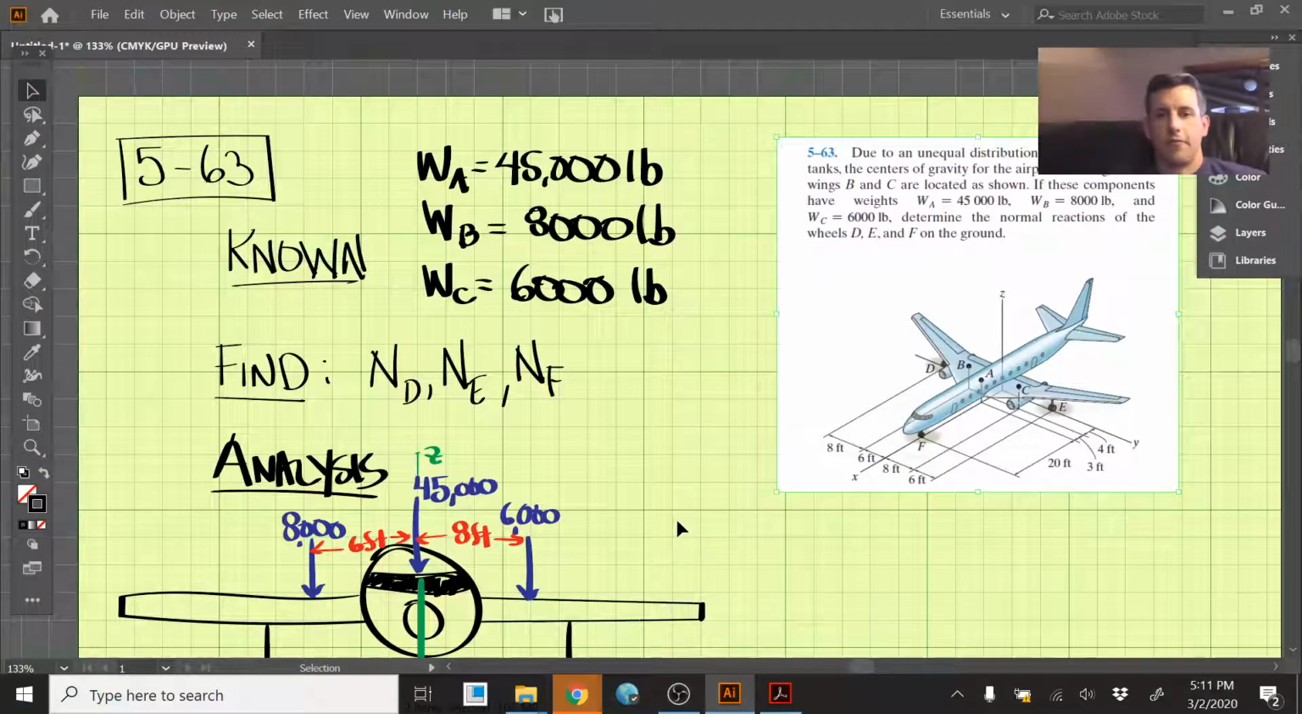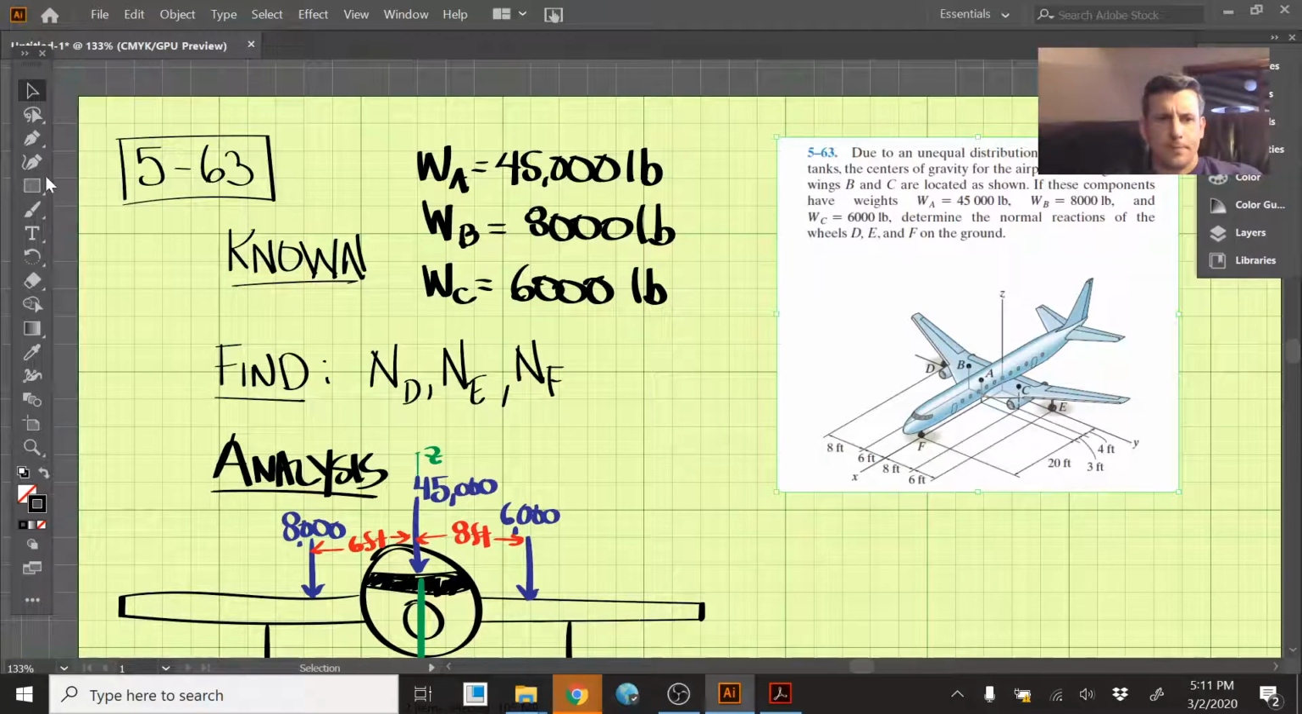Okay, so this is problem 563, and it deals with an aircraft where there's an unequal distribution of fuel in the wing tanks. The fuel in wing B is 8,000 pounds, in C it's 6,000 pounds, and the fuselage A is 45,000 pounds. What we're looking for is the reaction forces at the wheels. The wheels are located at D, E, and F.